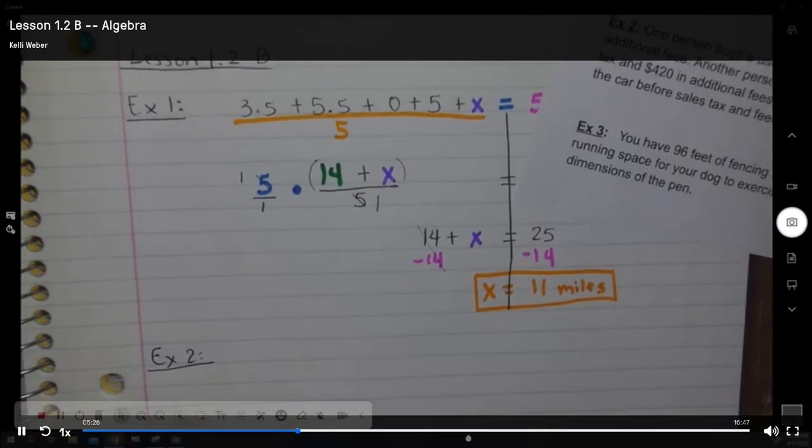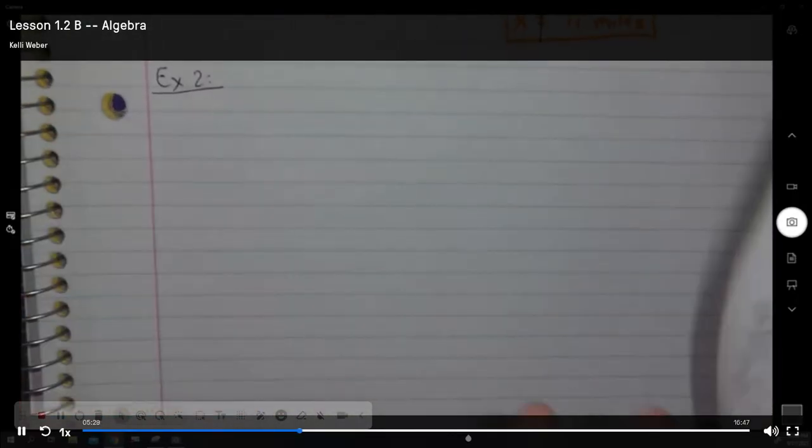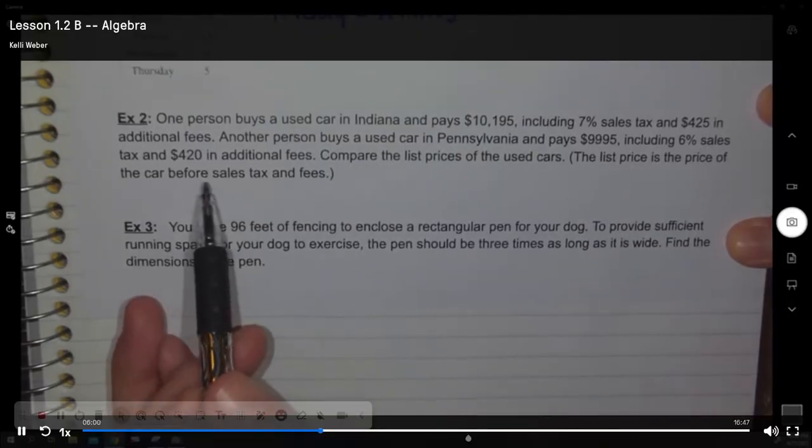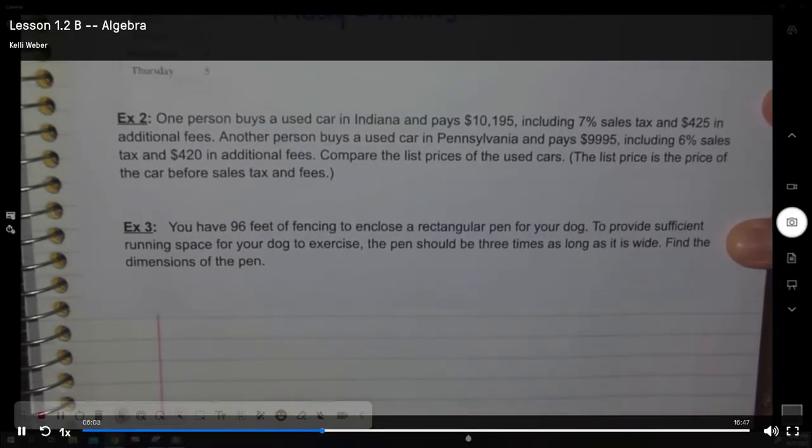For example 2, one person buys a used car in Indiana and pays $10,195, including 7% sales tax, and $425 in additional fees. Another person buys a used car in Pennsylvania and pays $9,995, including 6% sales tax and $420 in additional fees. Compare the list prices of the used cars. And they clarify in here, the list price is the price of the car before sales tax and before those fees. So we're going to do this as two separate equations.